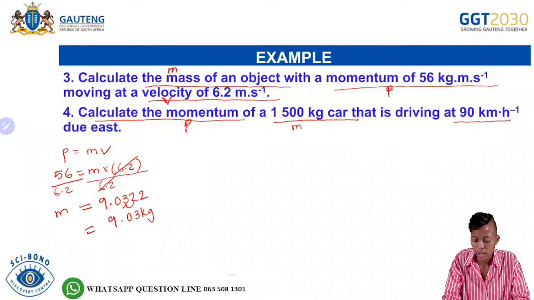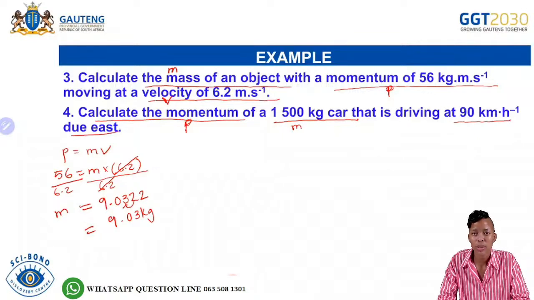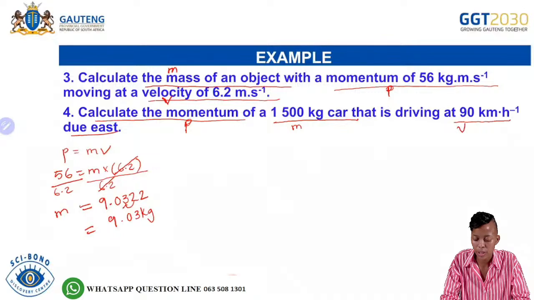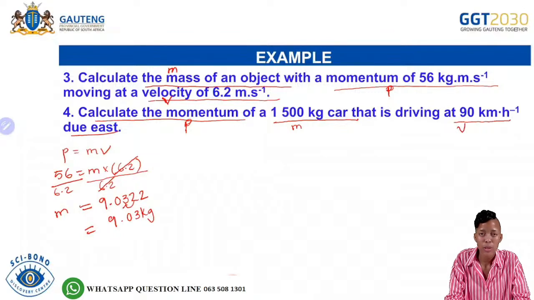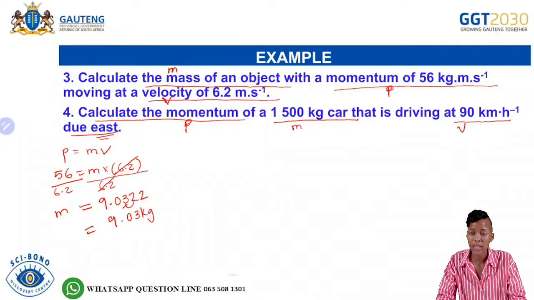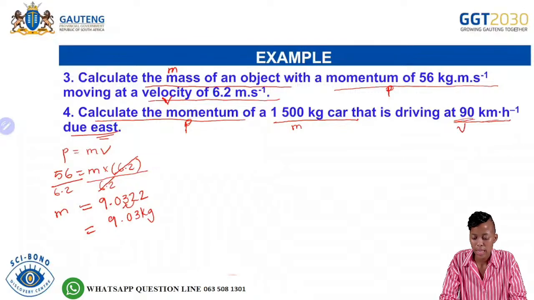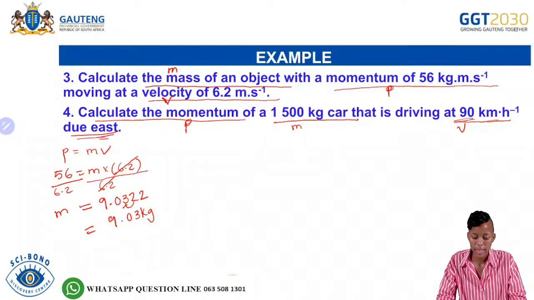Okay, so in this one, what are we given? We are given the velocity, and then we are also given the direction. Remember we said velocity is a vector quantity. That means that it has magnitude. Magnitude is the size. So it has magnitude and direction. So there's the magnitude is 90, there's the units, and then there's the direction.